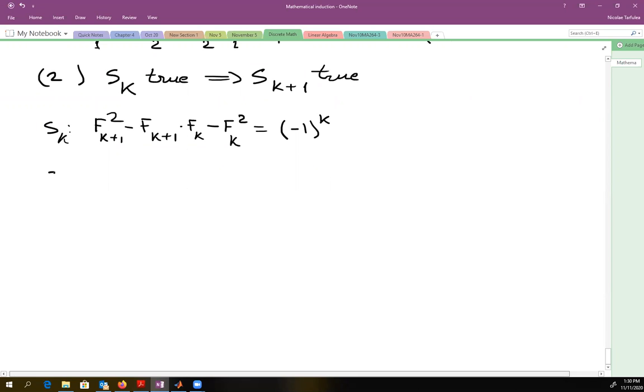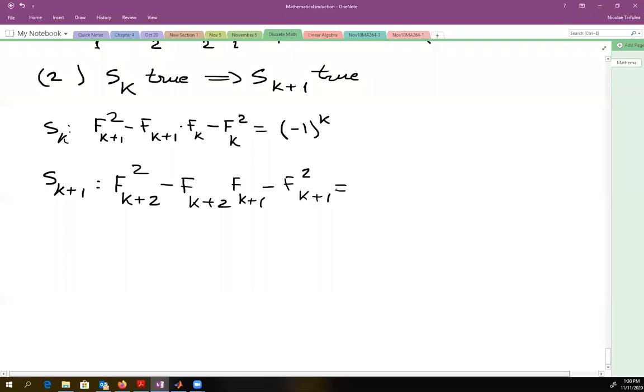So what's Sk plus 1? Well, we can write it very easily, right now. It's F_{k+2} squared minus F_{k+2} times F_{k+1} minus F_{k+1} squared. K is k plus 1 now, so I replace k by k plus 1 here. So k becomes k plus 1 in the above line, okay.